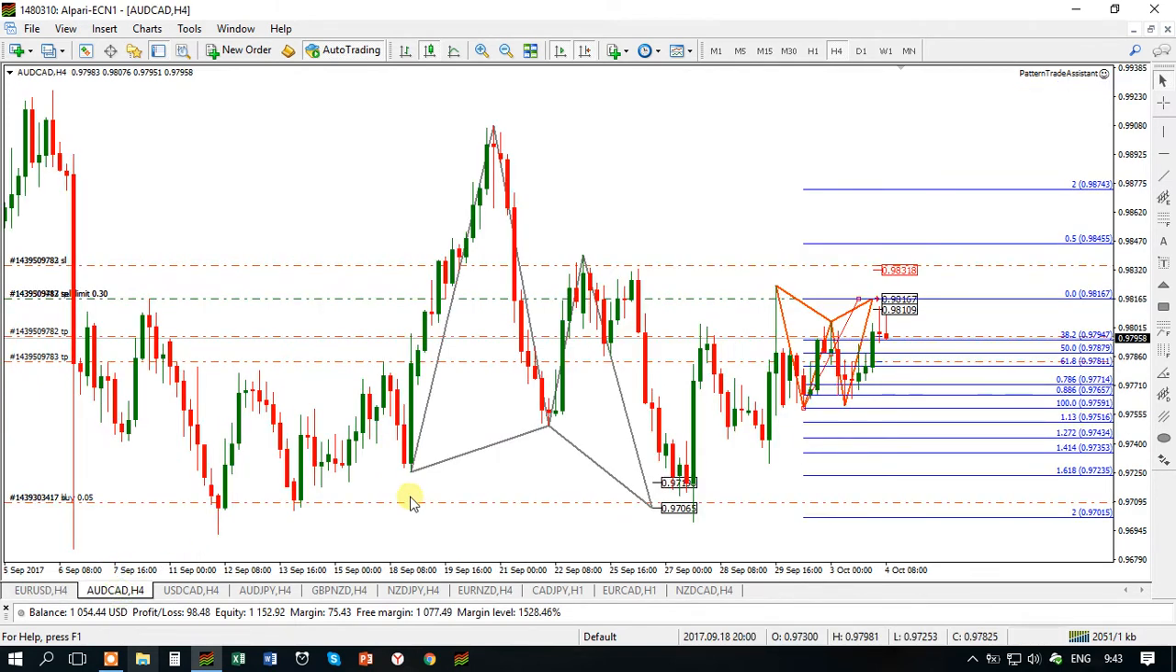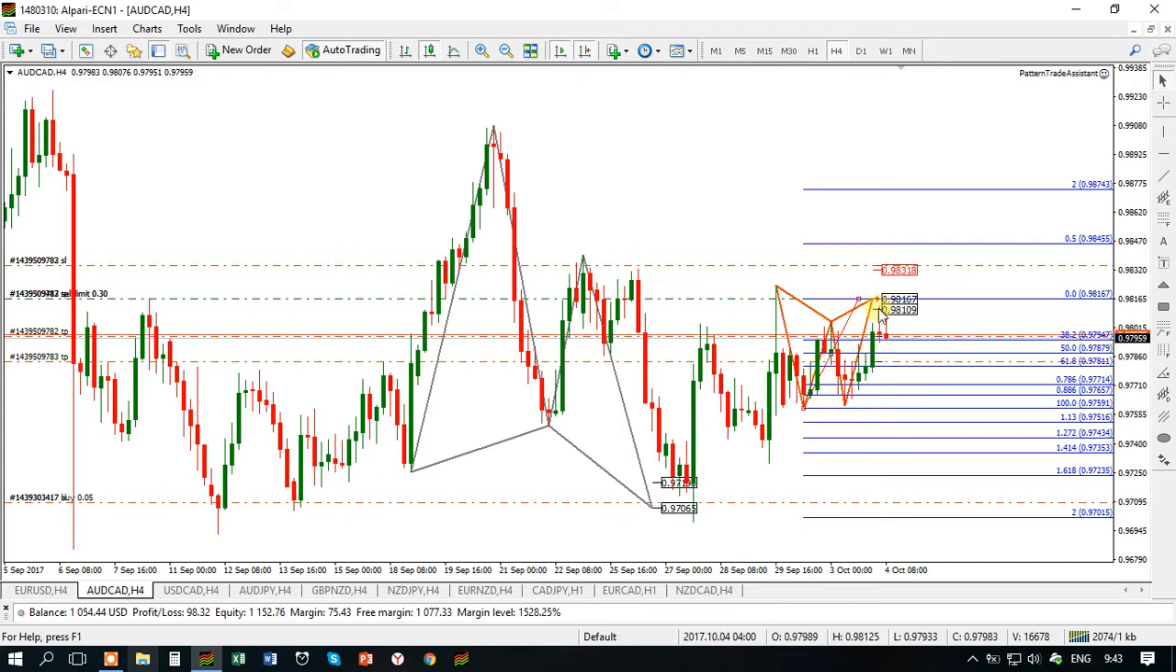Okay, another trade is Aussie Canadian. Look at this setup. It was a bullish butterfly pattern and it didn't hit the second target yet. I made it a bit lower because we have this Gartley. So if it goes higher, it will trigger the take profit, sell take profit to close my buy position, and it will trigger another sell to initiate my sell position.